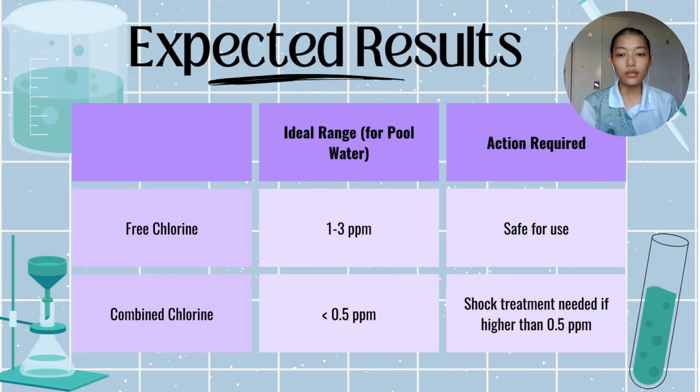For the expected result, the free chlorine ideal range for pool water is 1 to 3 ppm, and the action required is safe for use. Combined chlorine should be less than 0.5 ppm. Action required: shock treatment is needed if it is higher than 0.5 ppm.